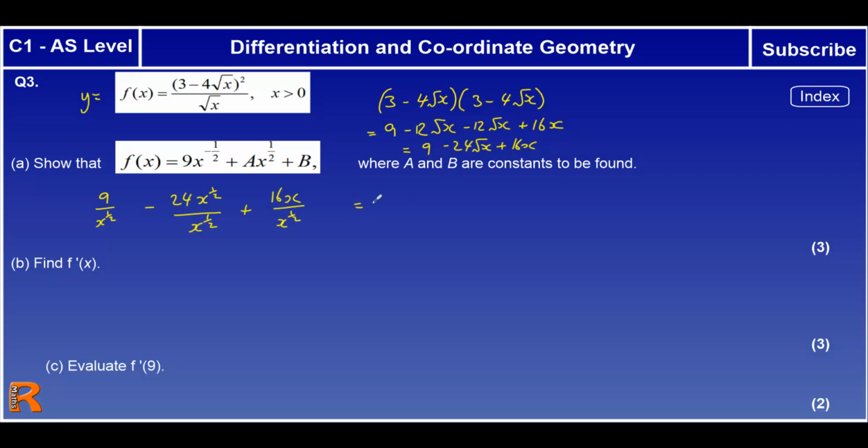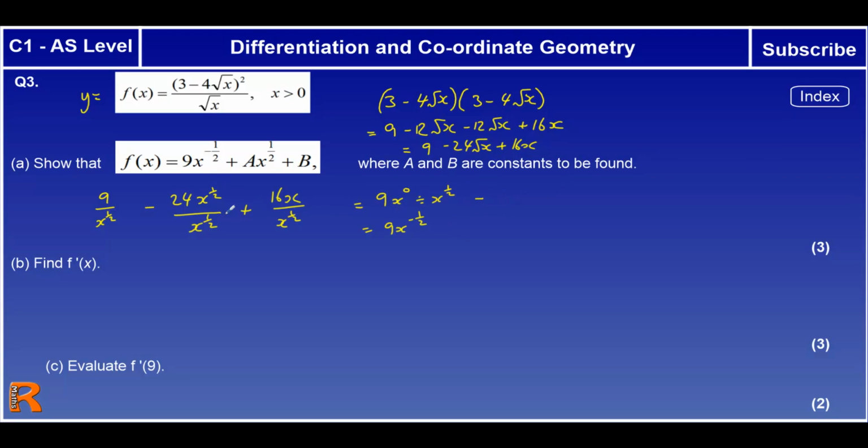9 divided by x to the half, so that's, if you like, 9x to the 0 divided by x to the half. So that's the same as 0 take away a half, which is minus a half. So it's 9x to the minus a half. That's our first term. Really, we should know when we're just dividing by a power of something, it just becomes a minus power of that same thing. That's a quick way of doing it.